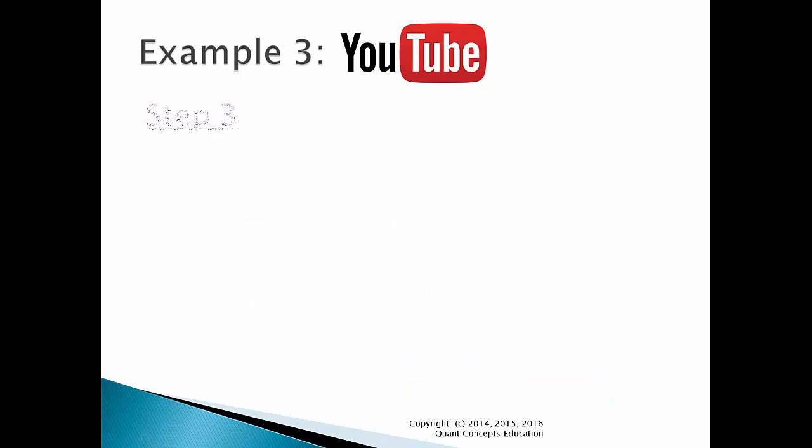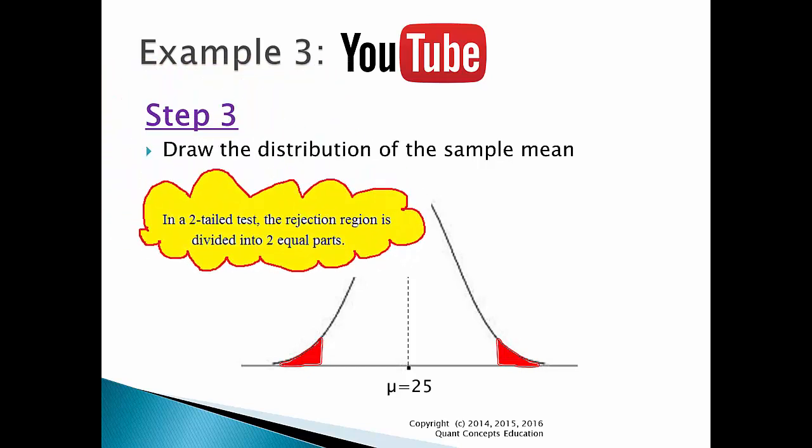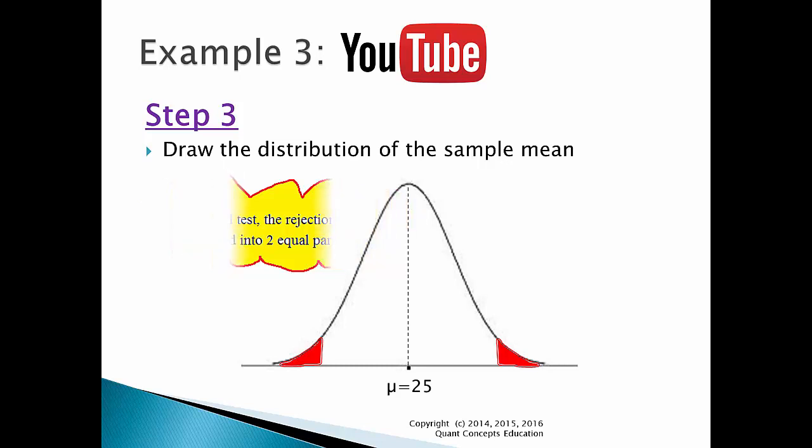Okay, in step 3, we have to draw the distribution of the sample mean. We know it follows a normal distribution, like so, and that the hypothesized mean is 25. Because this is a two-tailed test, there are in fact two rejection regions. Now, in a two-tailed test, the rejection region is divided into two equal parts. What does this mean? Well, we're told that the significance level is 10%, so the total rejection region area must be 10%. By dividing this in two, we find that each rejection region contains 5% of the distribution.